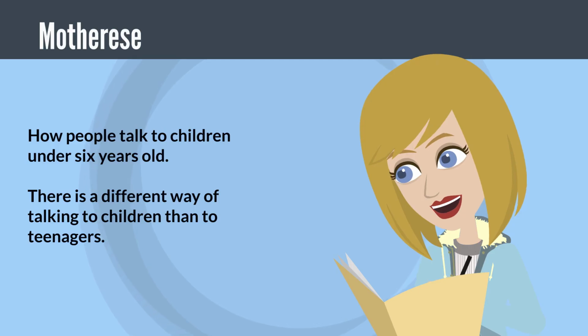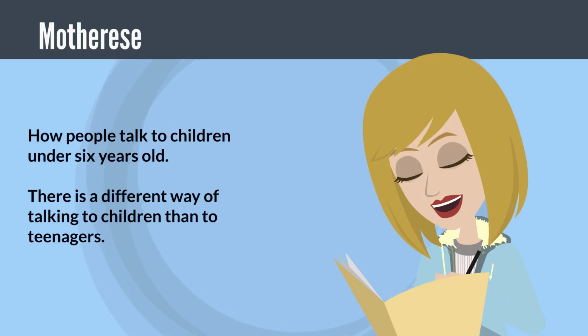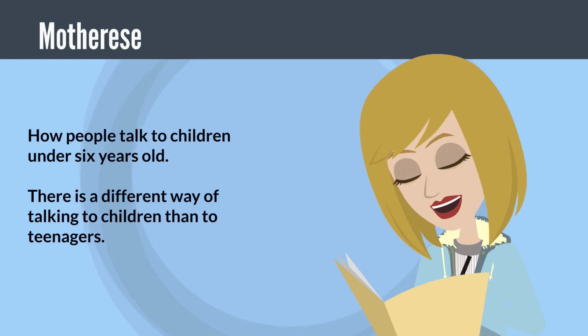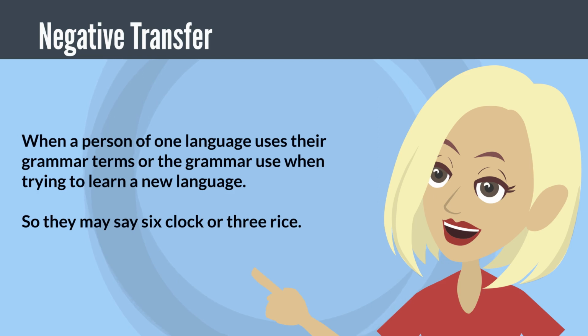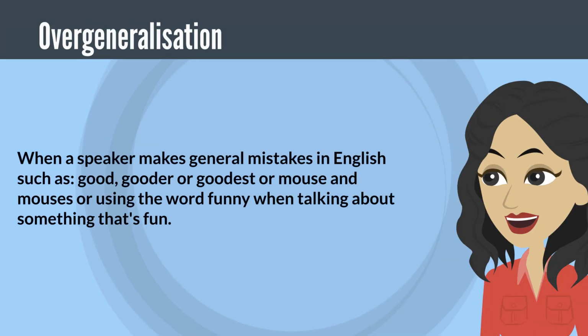Motherese. This is how people talk to children under 6 years old. There is a different way of talking to children than to teenagers. Negative transfer is when a person of one language uses their grammar when trying to learn a new language. So they may say "sick clock" or "3 rice."